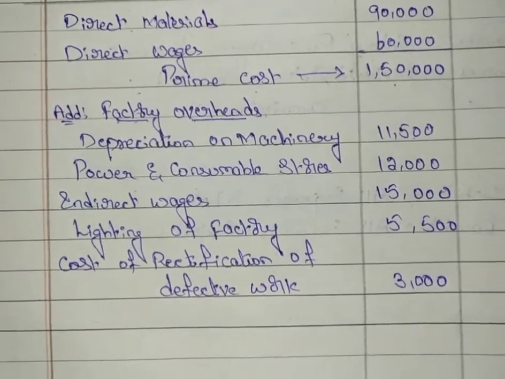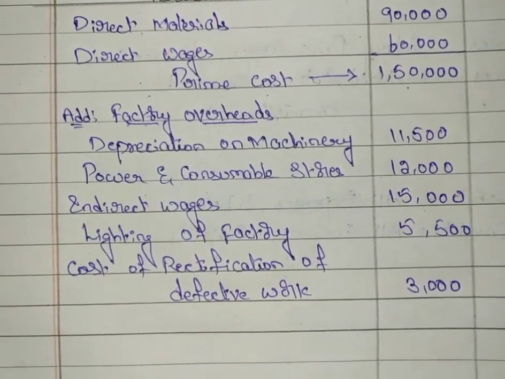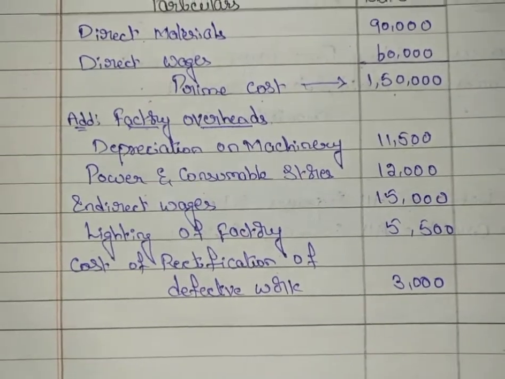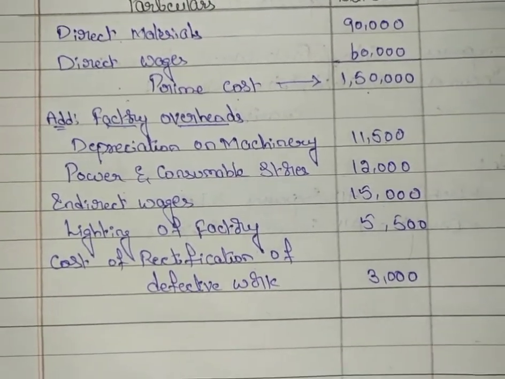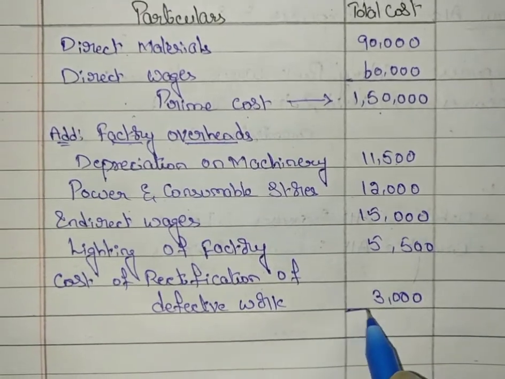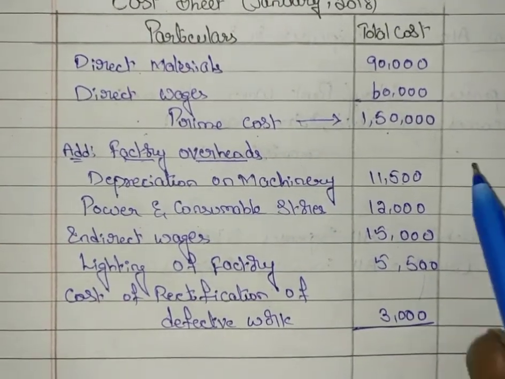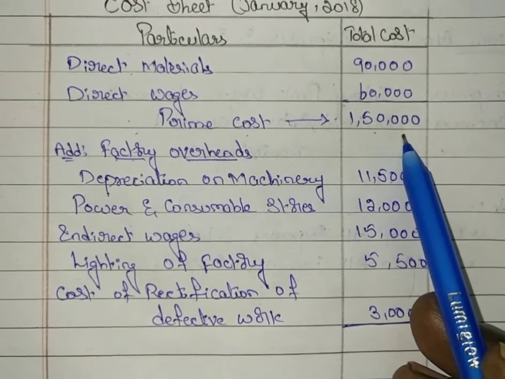All these are the various expenses related to factory overheads given in the problem. Now we have recorded all the factory expenses, so make the total of this. The prime cost we have is 1,50,000.